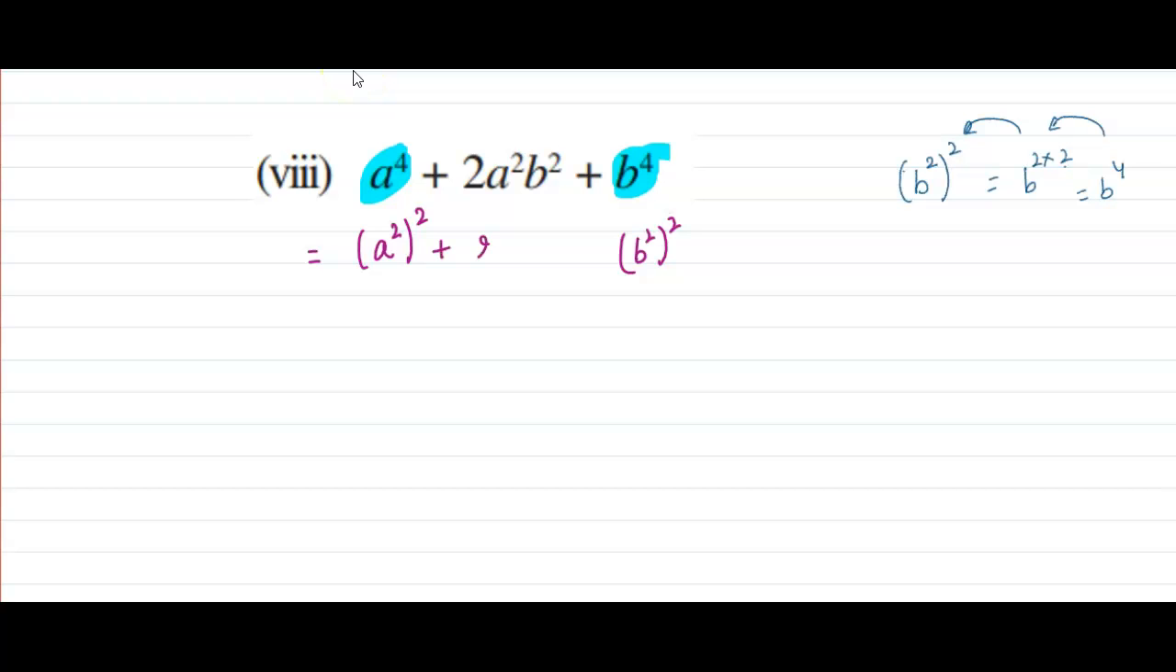And now you can see the middle term. It is exactly 2ab. This is the first term and this is the last term. So we can write it as (a square plus b square) whole square.